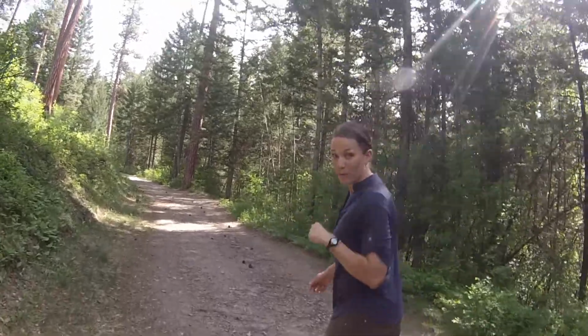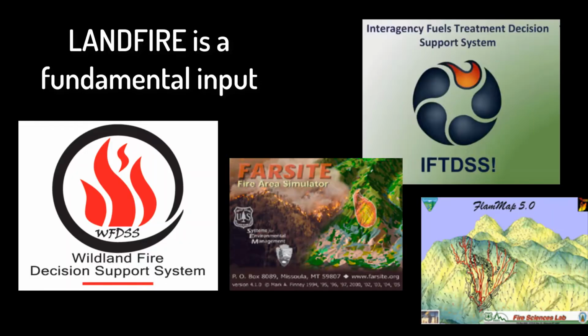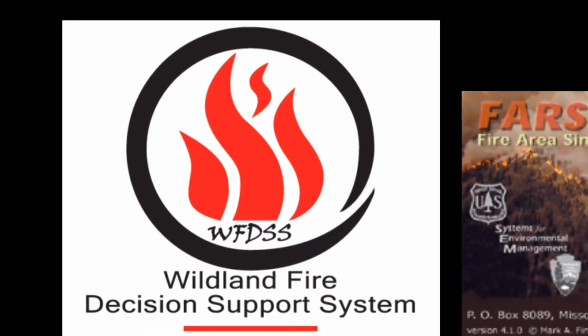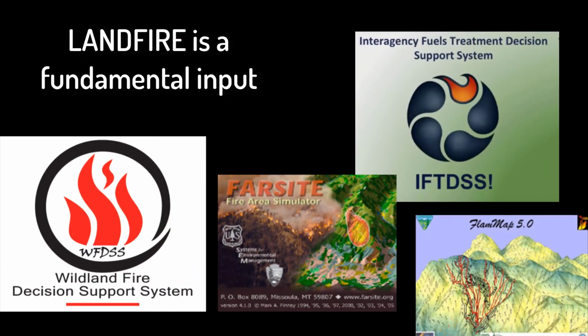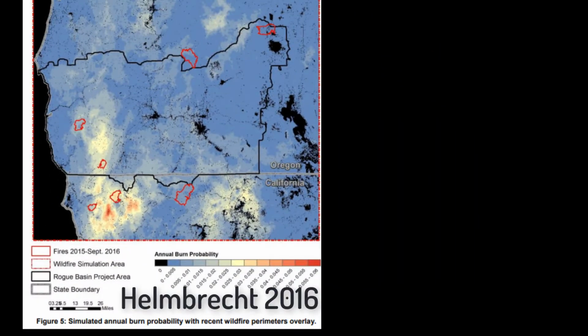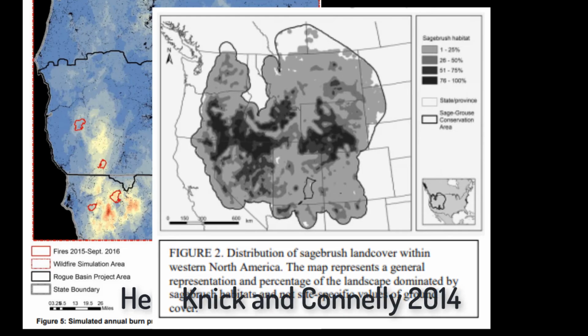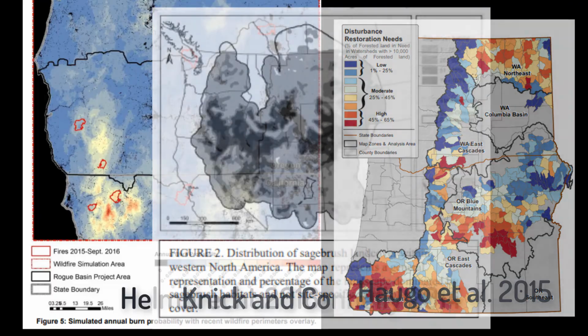So now I'll tell you where you've probably seen LANDFIRE data before and how it can be used. Well, LANDFIRE serves as the input for many fire and fuel modeling programs. For example, WFDSS, or Wildland Fire Decision Support System, is a fundamental tool used for wildfire planning and response and relies on LANDFIRE data. Others include IFTDSS, FLAMMAP, FOFEM, etc. Here are some other ways that LANDFIRE data can be used: comparing simulated burn probability with recent fire activity, mapping the distribution of sagebrush land cover, and mapping disturbance restoration needs.